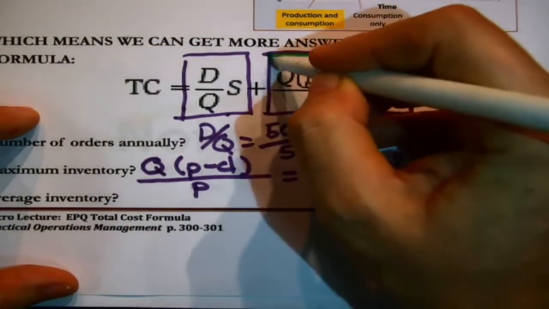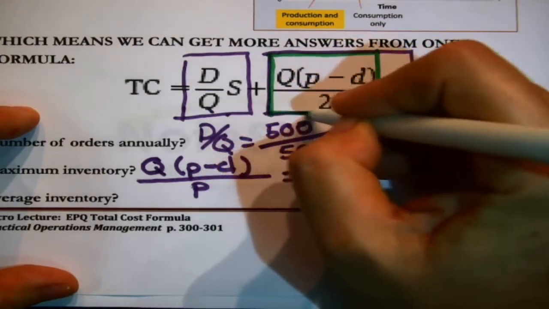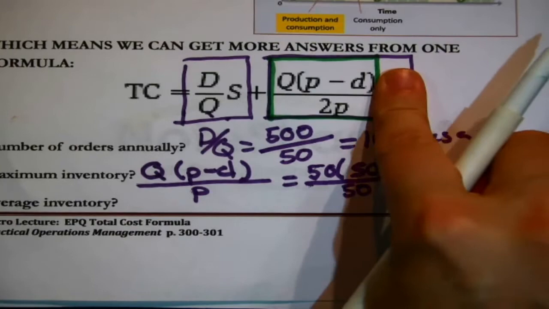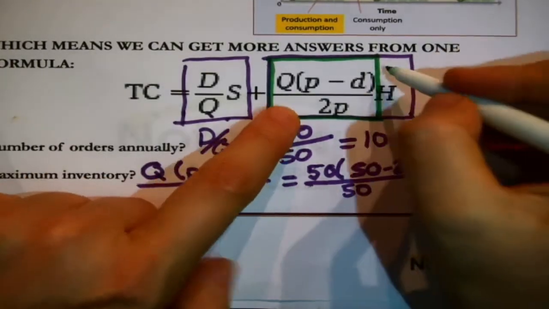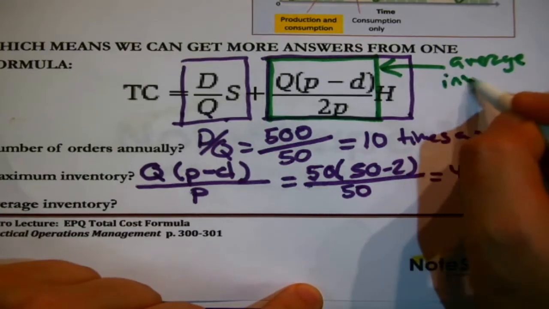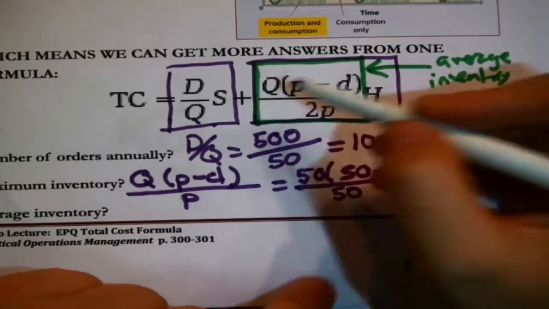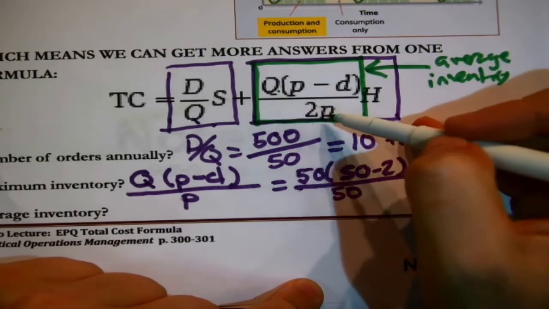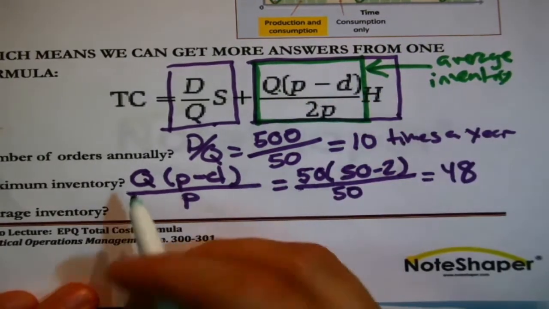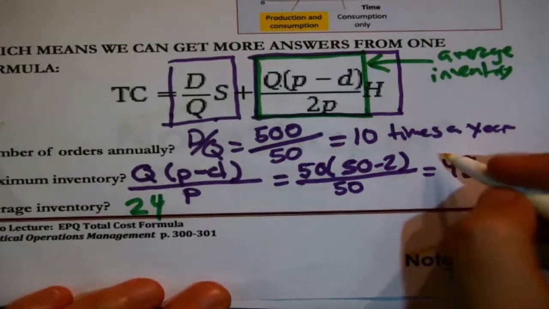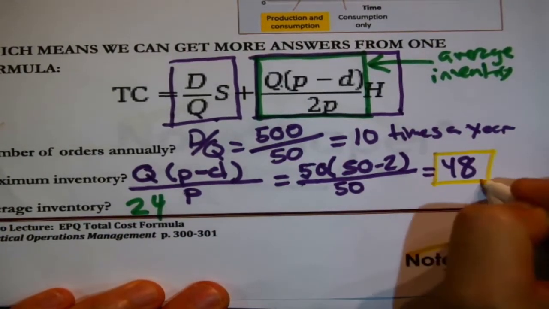Average inventory is right here. If you have the total cost formula, you don't have to memorize the formula for average inventory because just cover up the H. That is the formula for average inventory. Now, fill out that formula. 50 times (50 minus 2) divided by 2 times 50. You'll get that the average inventory is 24.